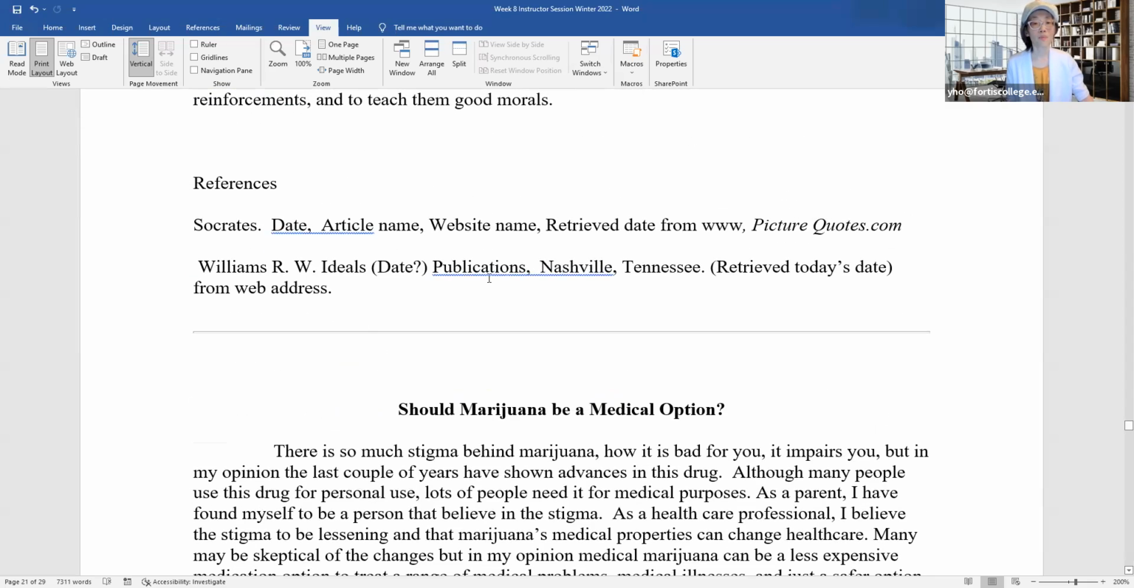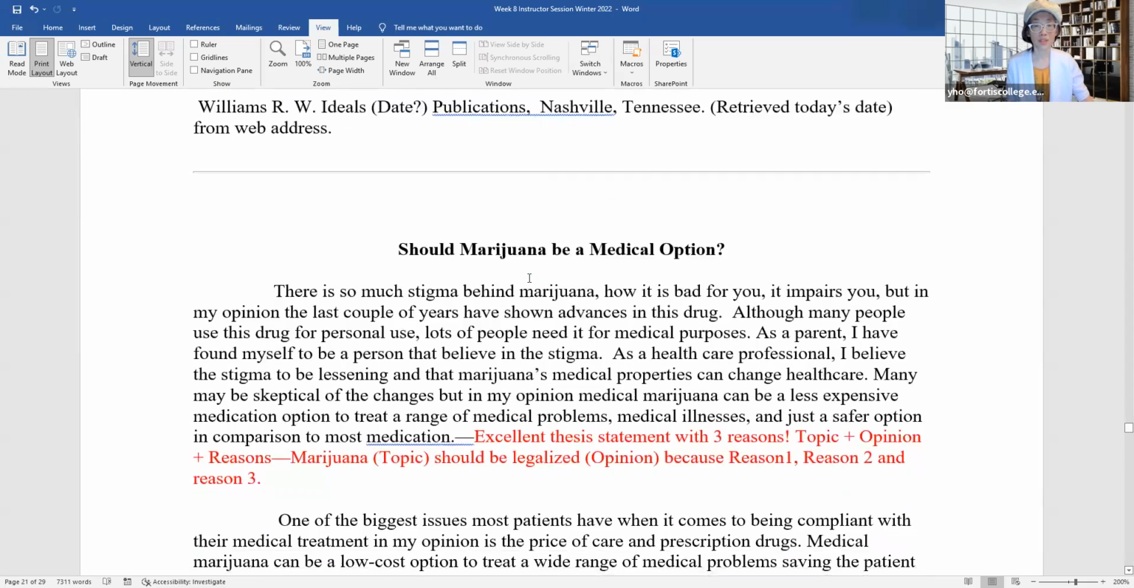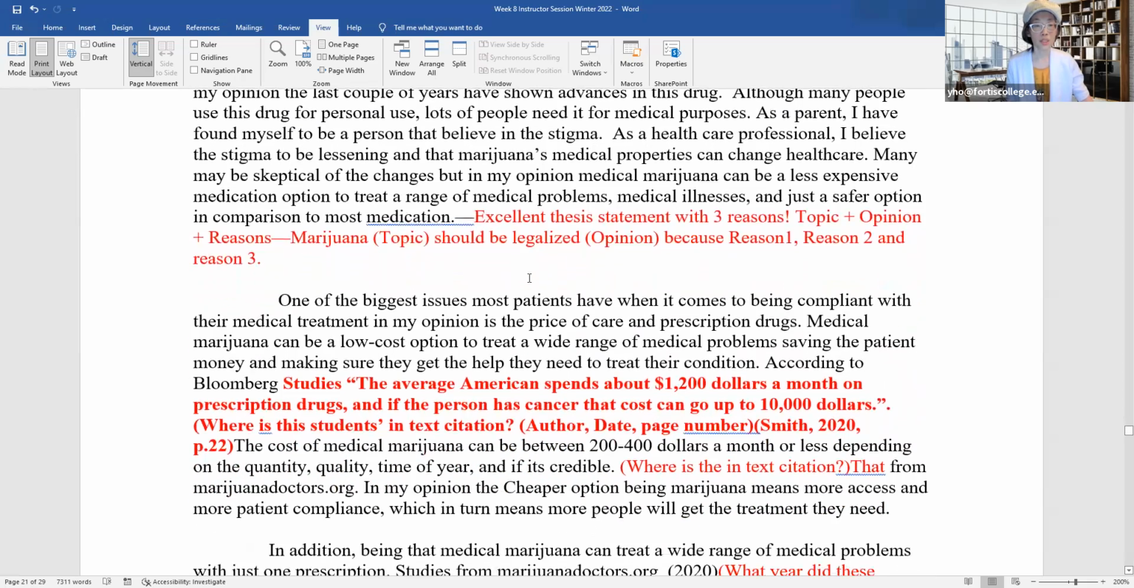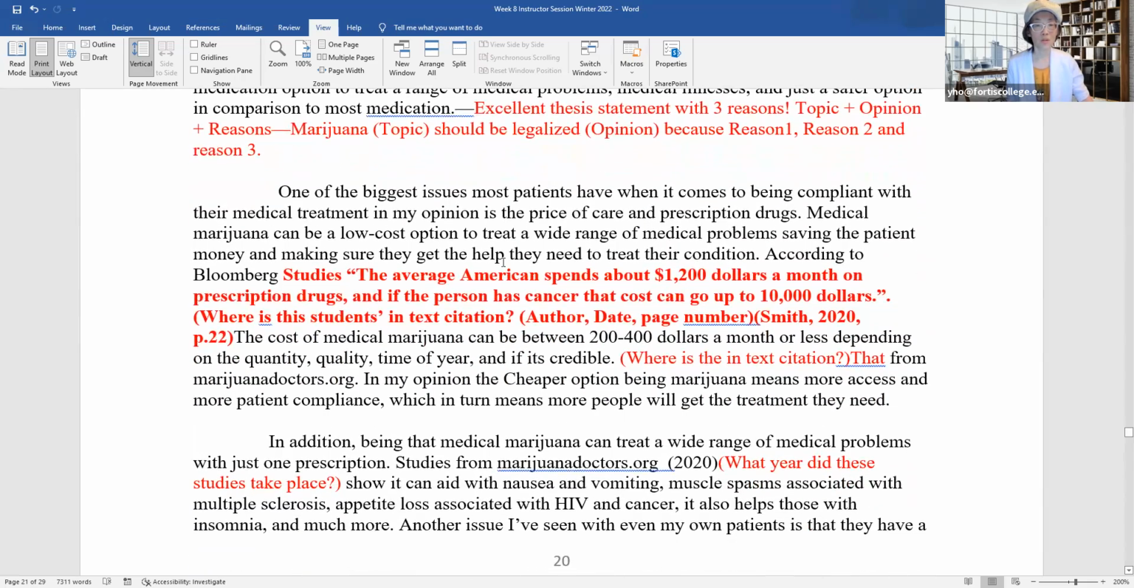So here's an example of how you would do your references. And this person also, here's another way in which, so the average American spends $1,200 a month on prescription drugs. And if a person has cancer, that cost can go up to $10,000. Then you have to put in the author's name, the date, and the page number.